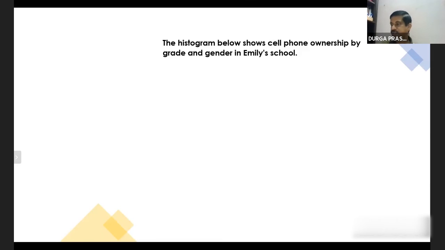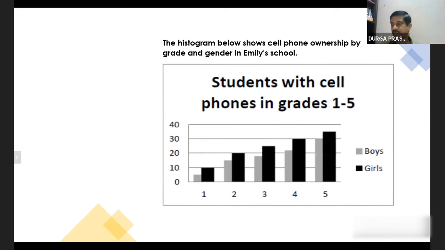Okay, let us go to the next one. The histogram below shows cell phone ownership by grade and gender in Emily's school. So look at this. The dark one, the black one, is girls, and the lighter gray one is boys. Girls are using mobiles more than boys.